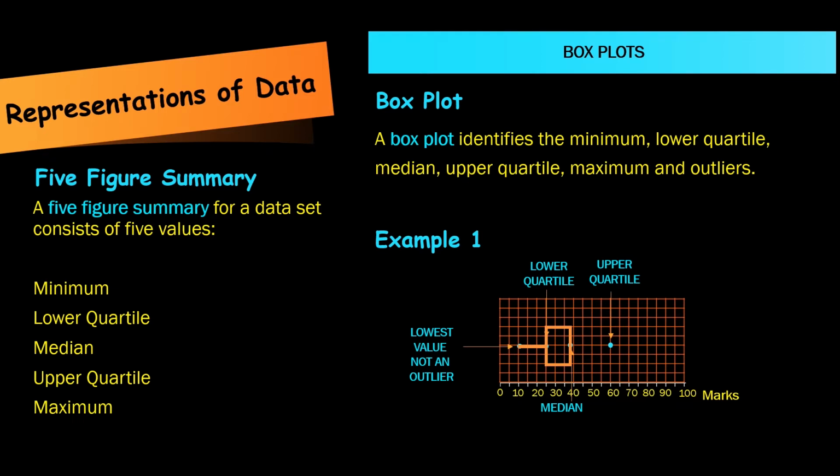And the upper quartile is here, and we join the median and the upper quartile with another box as shown. And the highest value, which is not an outlier, is here as indicated. And we join the upper quartile and the highest value, which is not an outlier, with a straight line. And finally, any possible outliers are also shown as indicated.